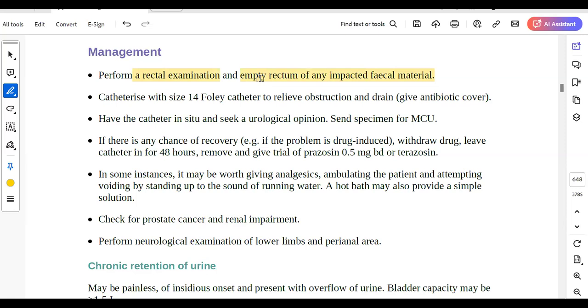If it is not fecal loading or impacted feces, that means it is not constipation. So what is it? Most likely it is the prostate enlargement. But you need to relieve the pressure. So you insert a catheter to relieve the obstruction and you drain it. Once the urine comes out into the bag, you send that urine for microscopy and culture to rule out any infection.